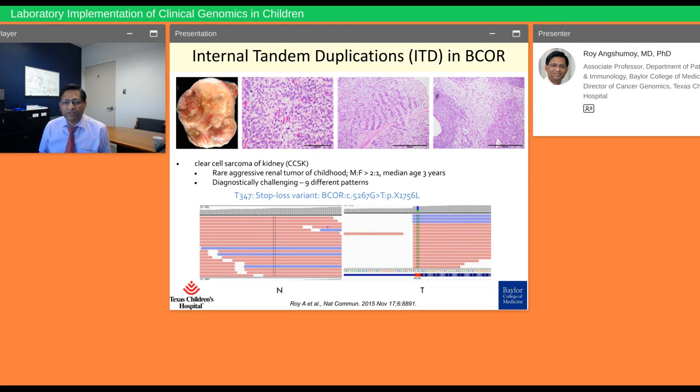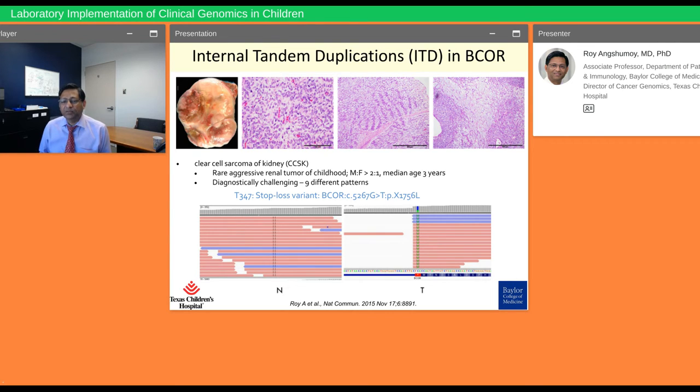So diagnosing these tumors is very important. However, diagnosing these tumors can be very difficult, because these are fairly rare tumors and not many have experience with these. And because these tumors can come in a variety and multitude of different pathologic patterns, it makes for a difficult diagnosis for pathologists.